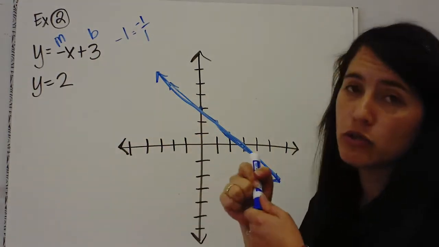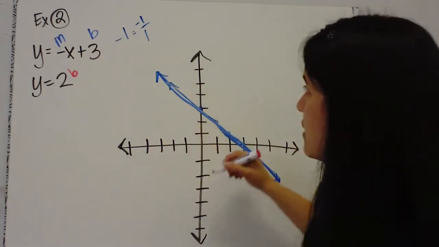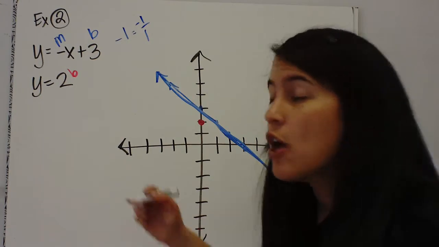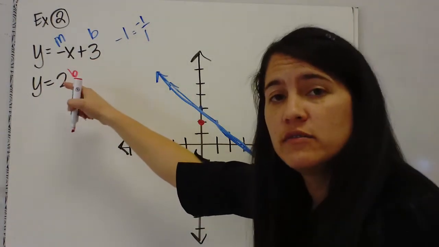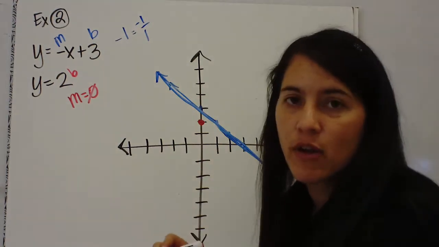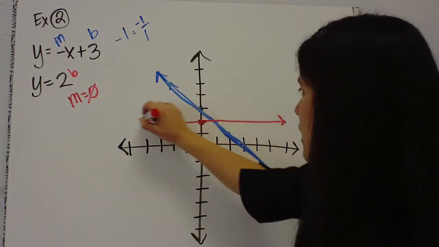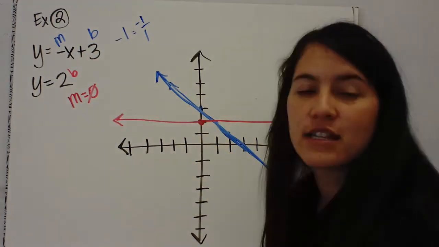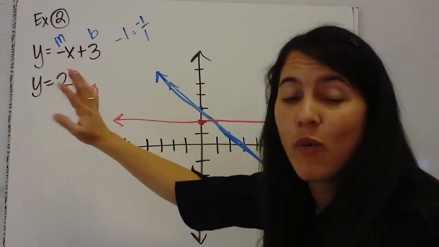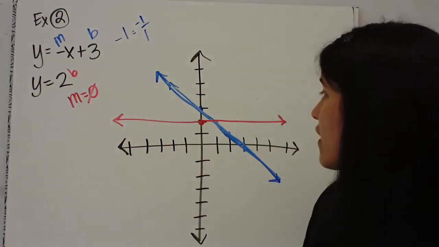The second line is y equals 2. That is the y-intercept. That is the b. So I need to count up 2. But there's no slope in this equation, so that means the slope is 0. A 0 slope means a horizontal line. So I'm just going to go across like this. And that is the other graph. Whenever you have y equals just a number with no x, it's going to be a horizontal line.